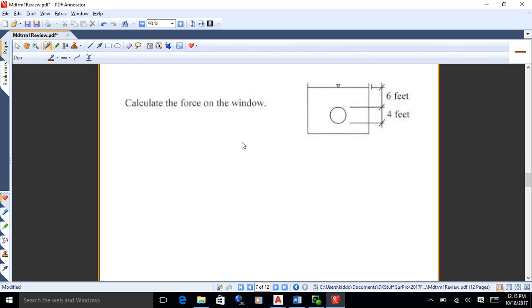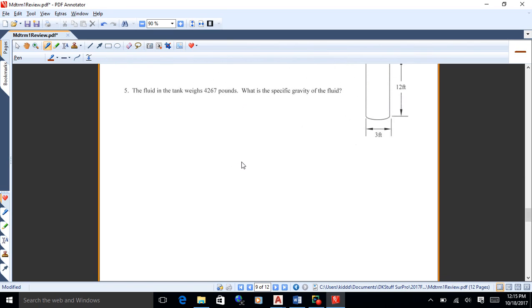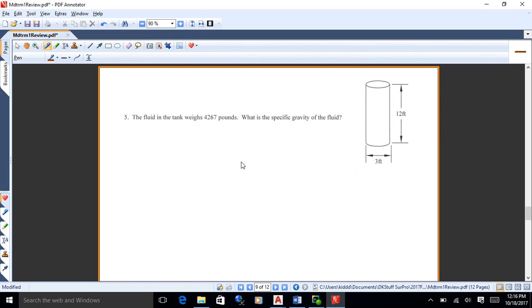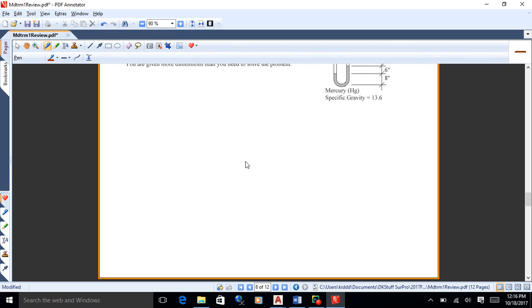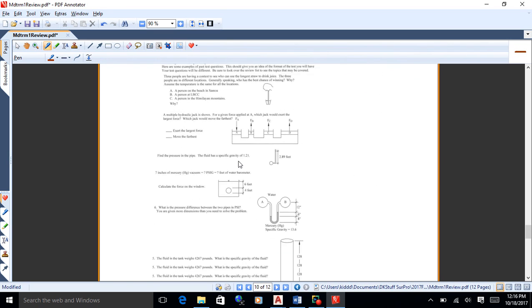Find the force on the window. Okay, watch your units on that, right? So, just be a little careful of units when you do that. What's the pressure difference between the two pipes in psi? And I give you the specific gravity there of mercury, which is what that fluid is. Oh, we got one more. The fluid in the tank weighs 4,262 pounds. What's the specific gravity of the fluid? Okay, there we go.